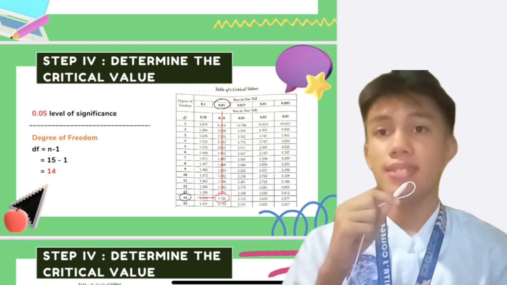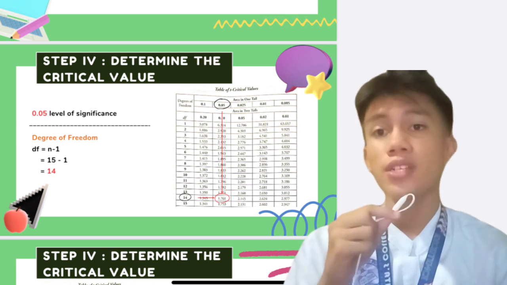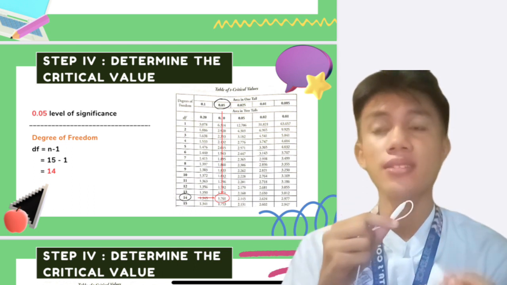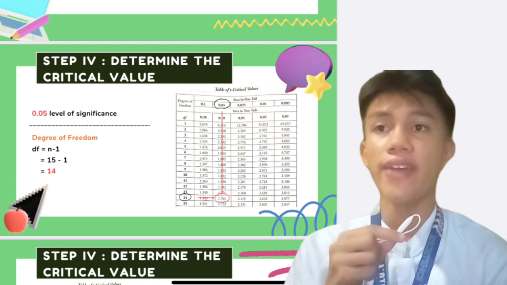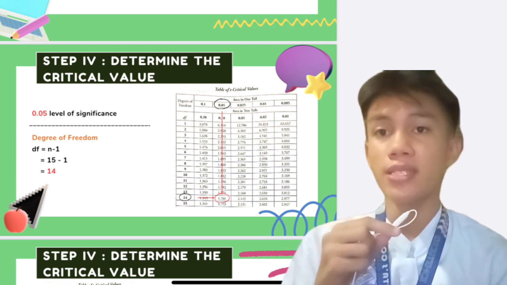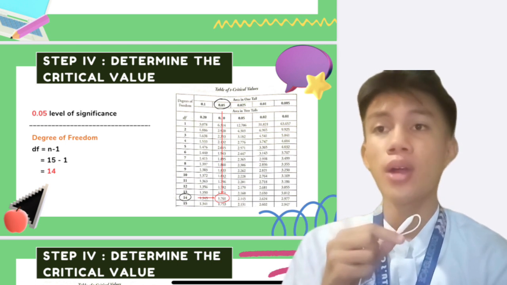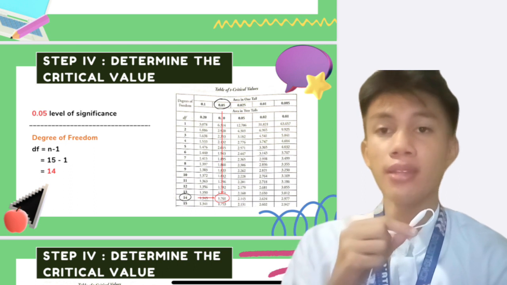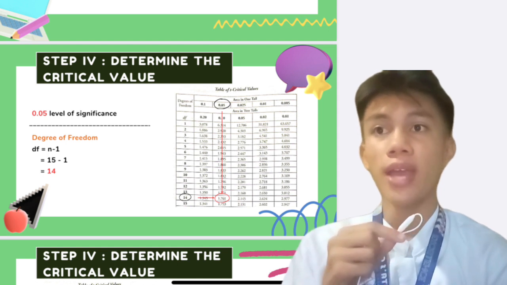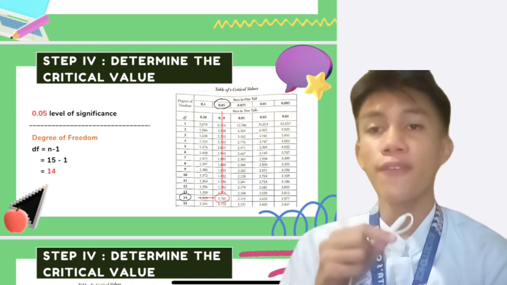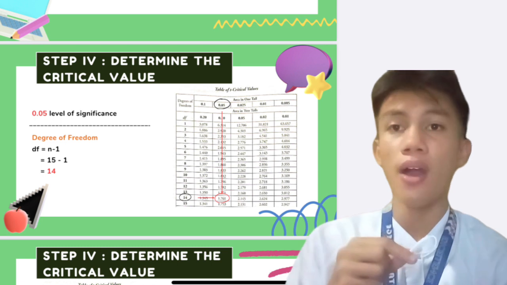So we have now here step 4, which is to determine the critical value. To get the critical value, first we have to identify the level of significance and the degrees of freedom. The level of significance is 0.05, and to get the degrees of freedom we use the formula degrees of freedom equals n minus 1, where n means the sample size. By calculating it, we get 15 minus 1, so the degrees of freedom is 14.